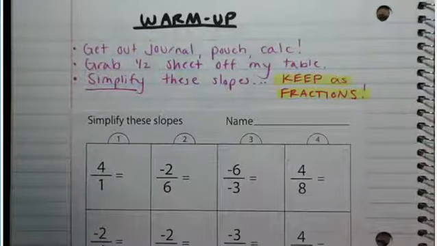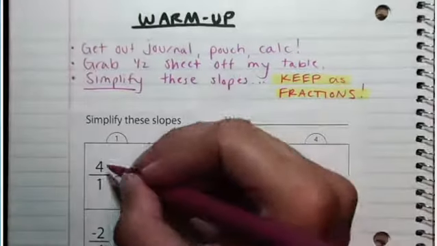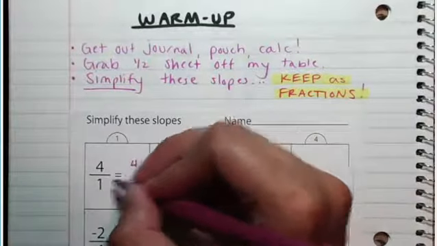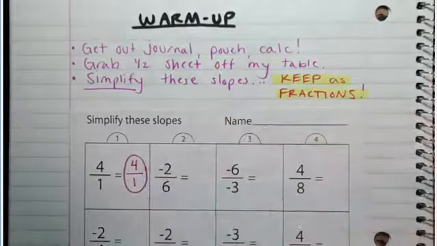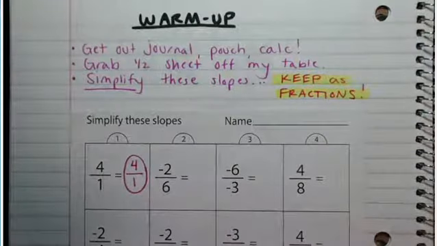So if I look at the first one, 4 over 1, is there any number that can go into both the numerator and the denominator? Okay, the largest number here would be 1. So again, 4 divided by 1 would be 4. 1 divided by 1 would be 1. 4 over 1 would be my answer because again, I want to keep that as a fraction.